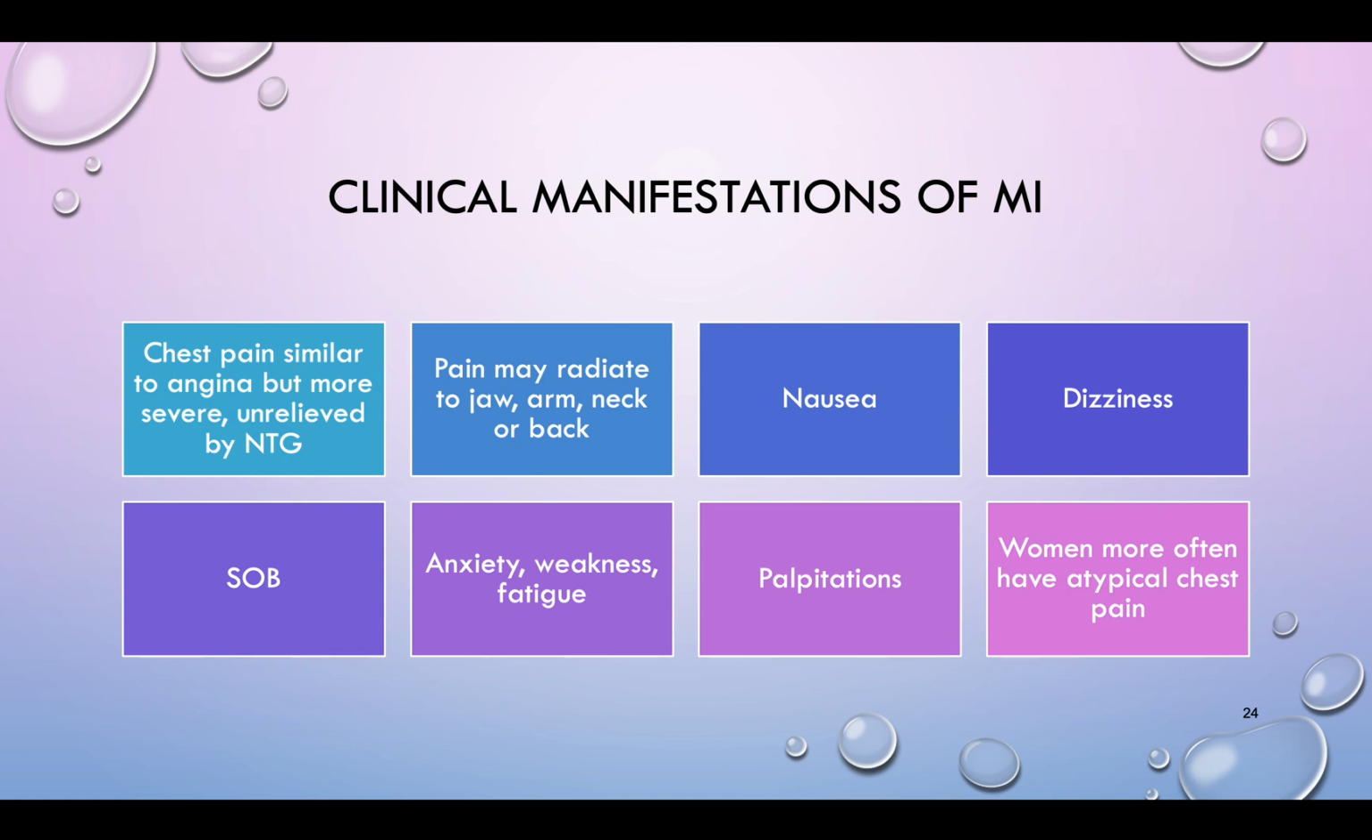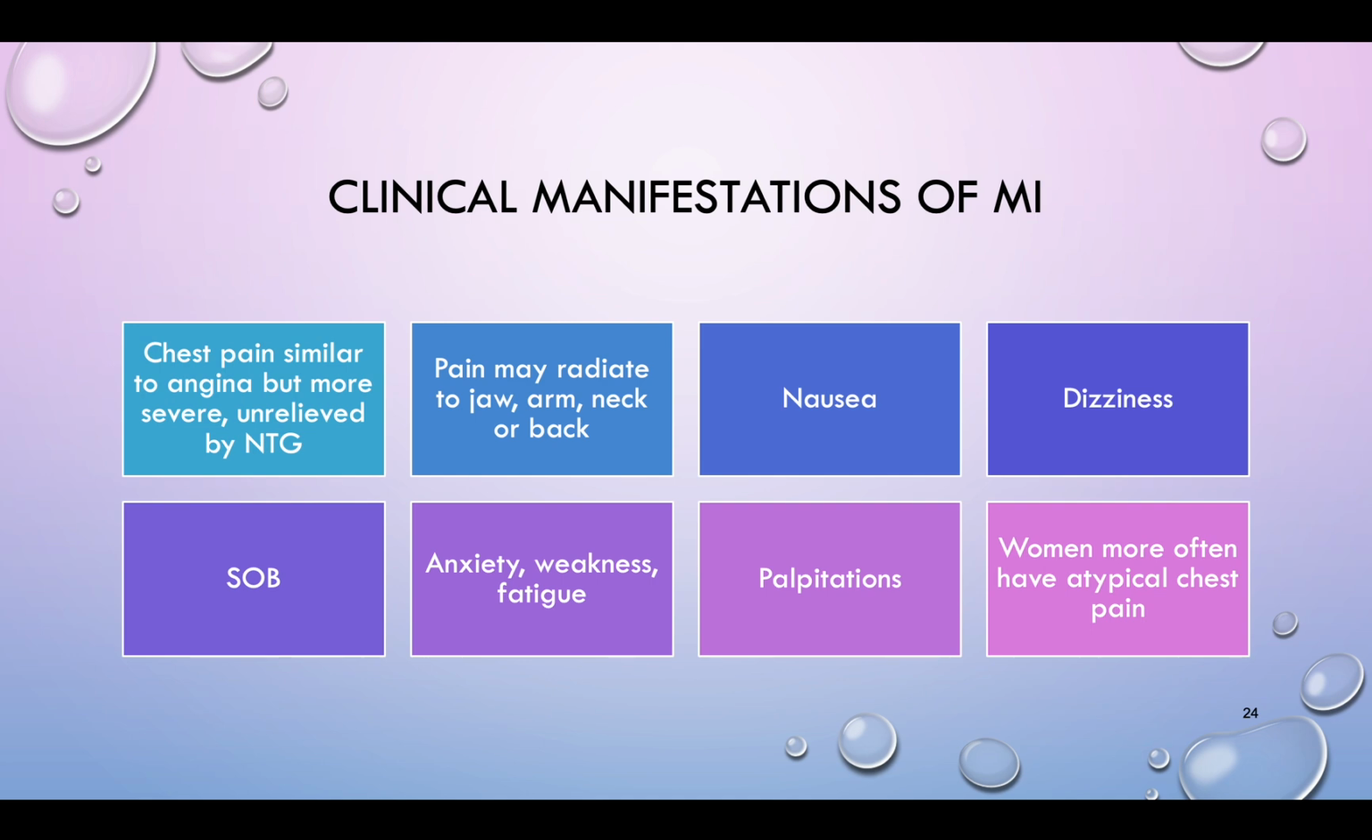So how is an MI different from angina? Well, just think about it. Angina is something that goes away, right? The stable angina does, right? When we get to that unstable angina that doesn't go away and we start to have signs and symptoms of alterations in perfusion, then we're seeing clinical manifestations of myocardial infarction.